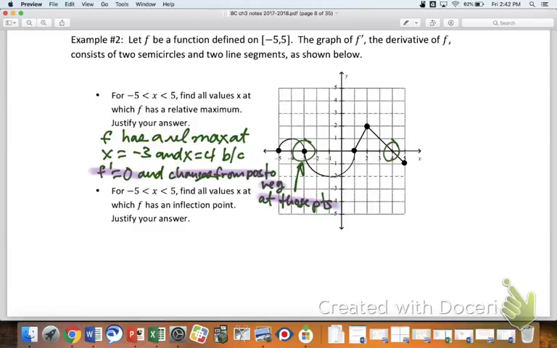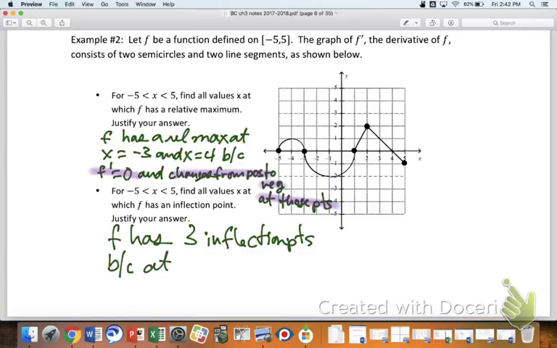Okay. All right. And then the other part was asking for where f has an inflection point. So let me ask you guys, how many inflection points do you think f has? 2? 3? I will agree with that. So I'm going to say this. F has 3 inflection points. And here they are.